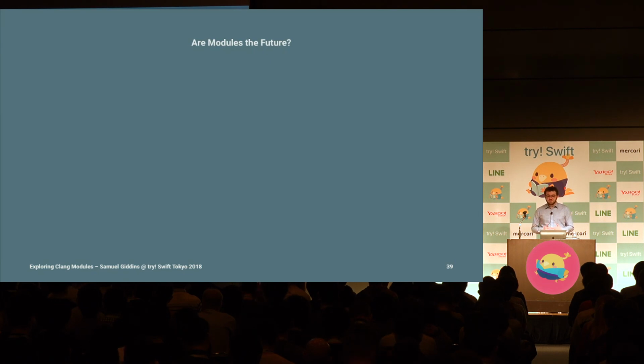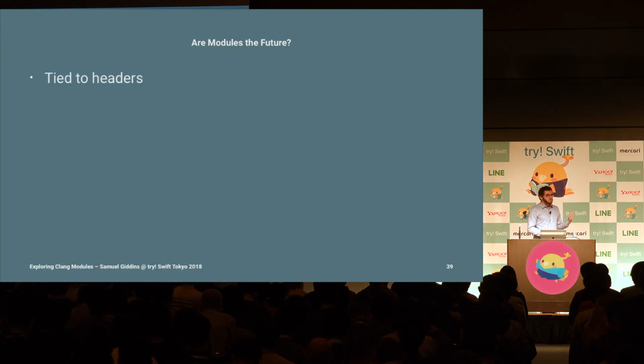So after hearing all this, I suppose it's time for me to give my opinion on Clang modules. Do I think they're a long-term solution to the problem of importing an interface? Well, modules, at least from Clang's perspective, are still tied to the usage of headers for importing interfaces. And headers are starting to feel like a very old concept. None of the modern languages have them.